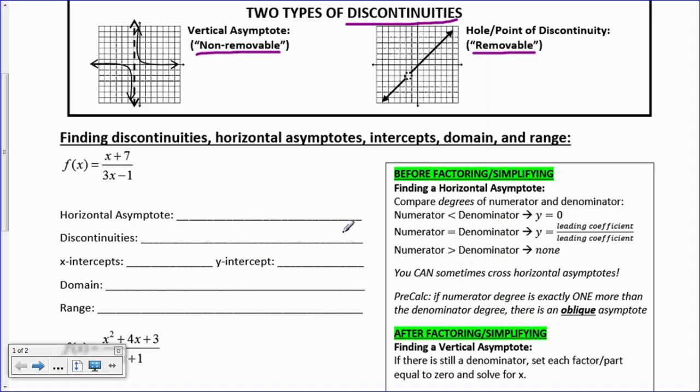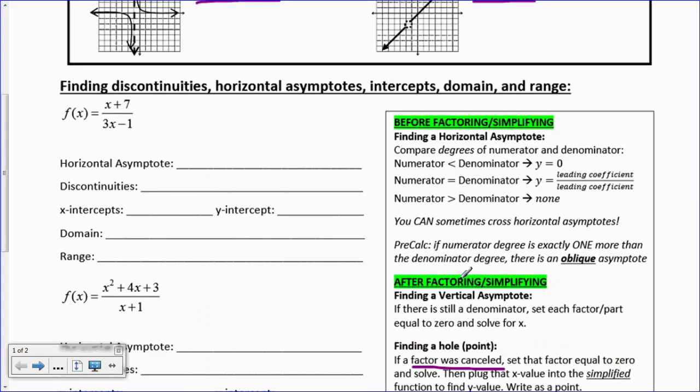So there's actually two phases that you guys are going to be working in to find the information for these functions. There's the before phase, which is before factoring or simplifying, and then there's the after phase, which is after you factor and simplify. The only thing that you can find before you factor, so in phase 1, is your horizontal asymptote. So that's the first thing you want to do before you touch your function. Put your pencil down, don't even try to cancel or factor anything. Don't do anything to your function, just look at it. That's how we find our horizontal asymptote.